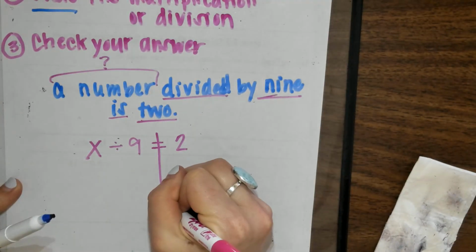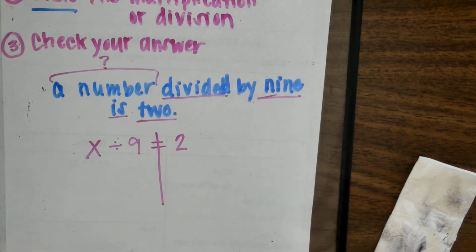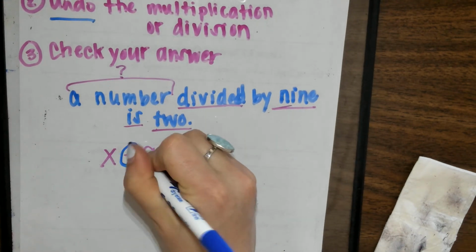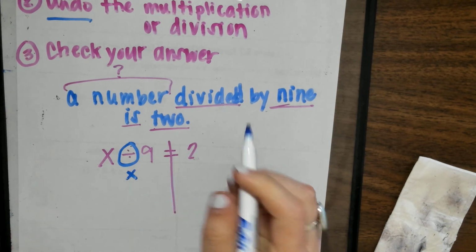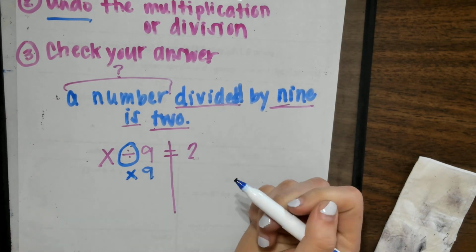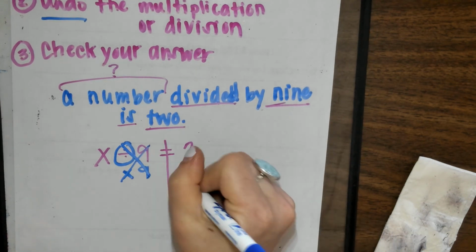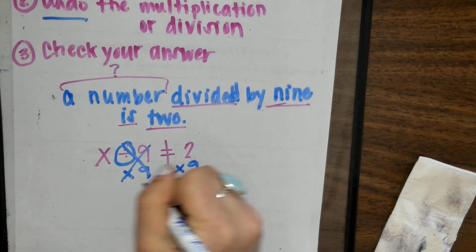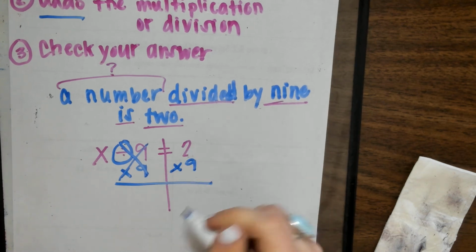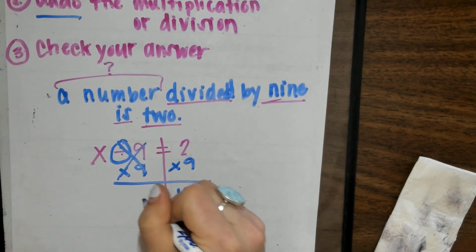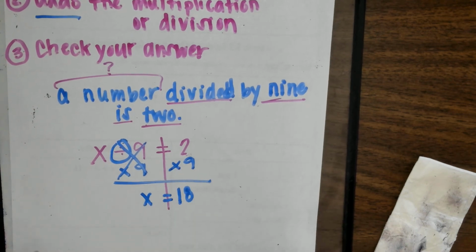Step 1 is to draw that line. Step 2 says to undo the multiplication or division. Well, I've got a division sign, so that means I need to do the opposite. I need to multiply by 9 to cancel this stuff out. Okay. Since I multiplied by 9 over here, I also need to multiply by 9 over here. 2 times 9 gets me 18. Okay. So an x, therefore, would equal 18.